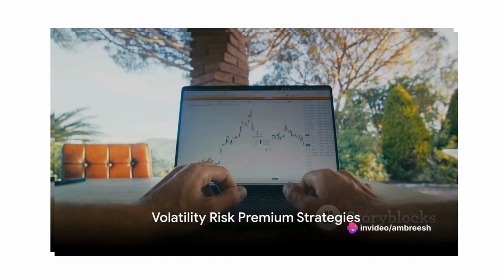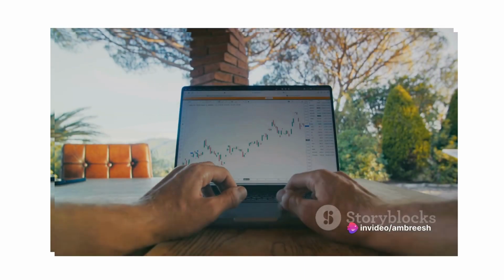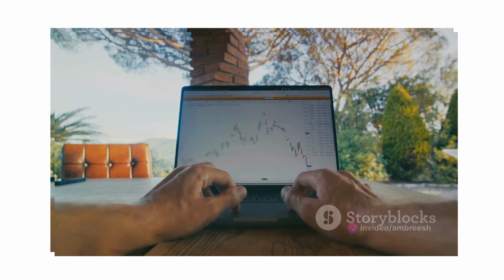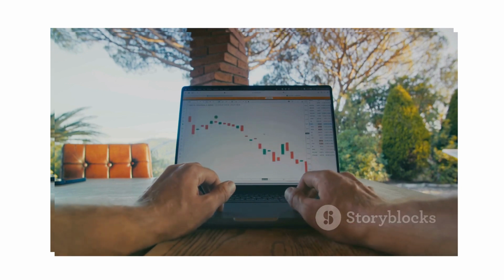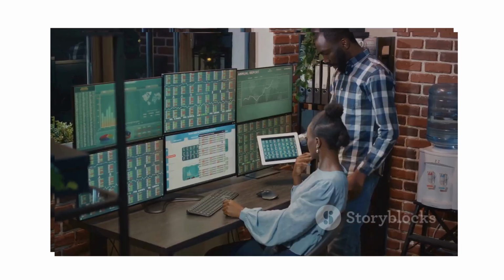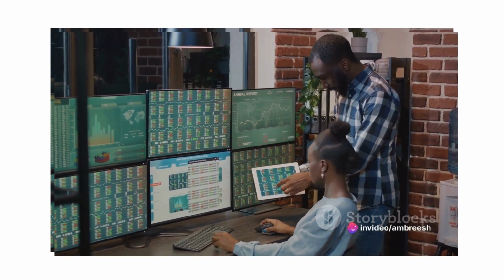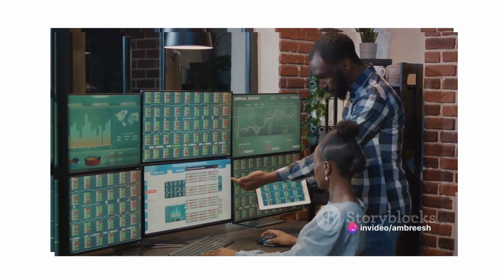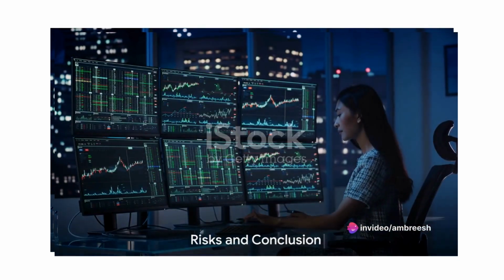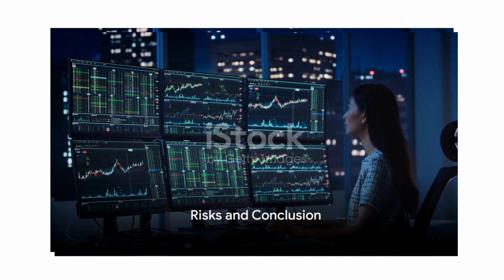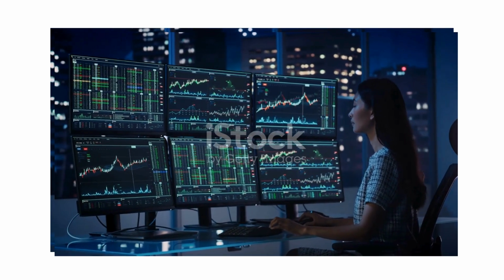Lastly, volatility risk premium strategies involve selling options to capture the premium associated with heightened volatility expectations. Here, traders sell options when implied volatility is higher than historical volatility, betting that the market's volatility will revert to its long-term average. Remember, while these strategies provide opportunities for profit, they also come with risks.